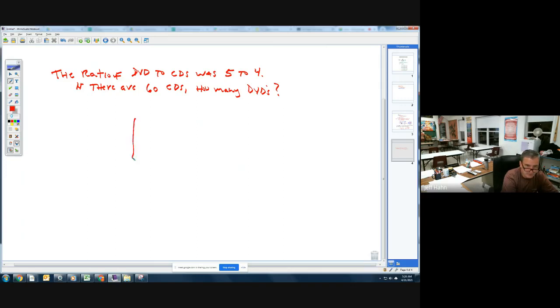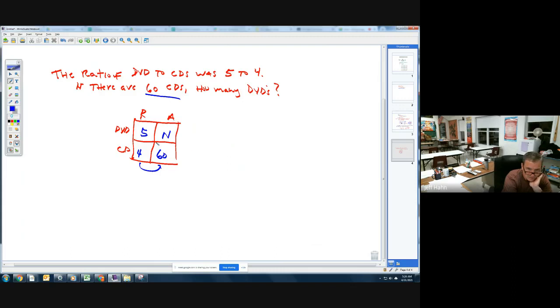Again, we're going to draw our ratio box. This is our ratio, and we're comparing DVD to CD, and this is our actual. DVD to CDs was 5 DVDs to 4 CDs. I have 60 CDs. How many DVDs do I have?